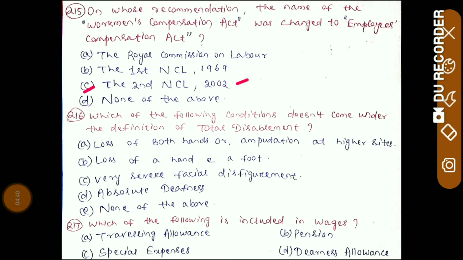Then the next question: which of the following conditions doesn't come under the definition of total disablement? Loss of both hands or amputation at higher sites, loss of a hand and a foot, very severe facial disfigurement, absolute deafness, none of the above. So the answer is option E, because all of the above come under the definition of total disablement.